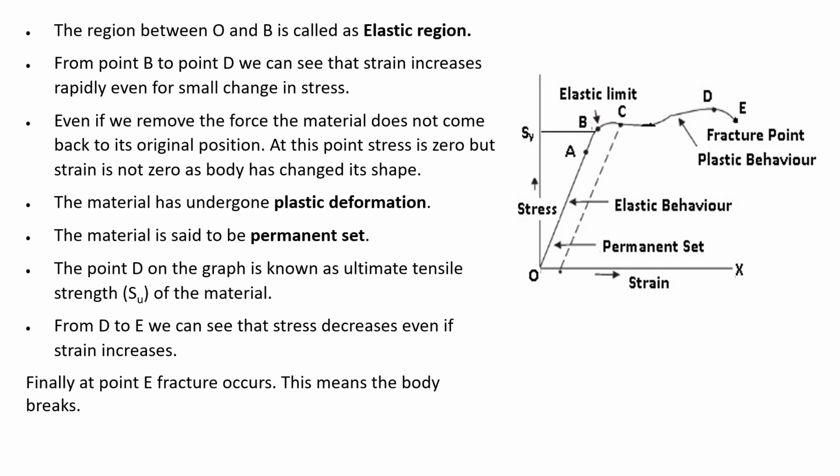The point D on the graph is known as ultimate tensile strength of the material. From D to E, stress decreases even as strain increases. Finally, at point E, fracture occurs. This means the body breaks.